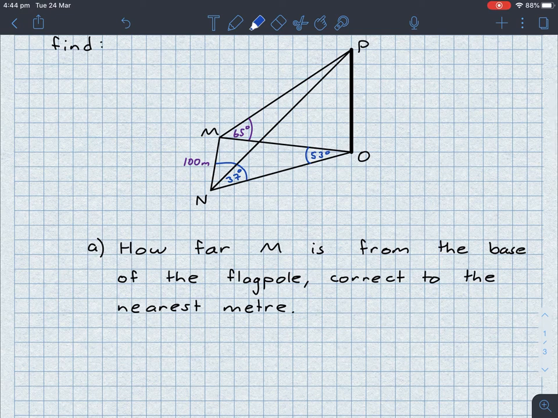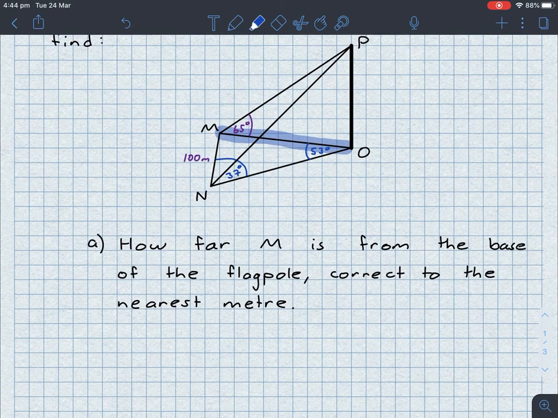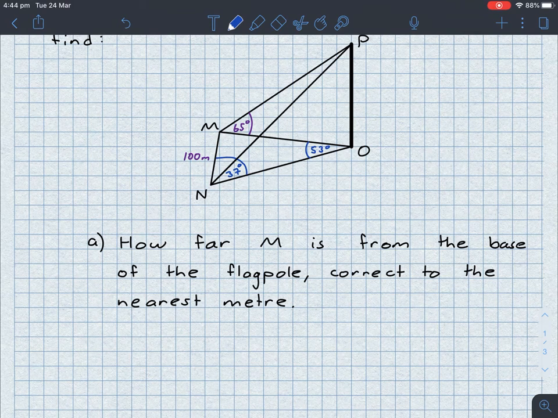Now, part A asks how far M is from the base of the flagpole. So that means we're looking for this distance that I've highlighted in the picture there. So from M to O. Now, because you haven't actually done any work on non-right angled triangles yet, there must be a right angle in here somewhere. So what we're going to do is look at this triangle that's on the ground. And we have two angles there, so we can work out what the other angle is. So the two angles are 53 degrees and 37 degrees, which is 90 degrees. So because the angles in a triangle add up to 180 degrees, that means that at M on the ground, we have a right angle.